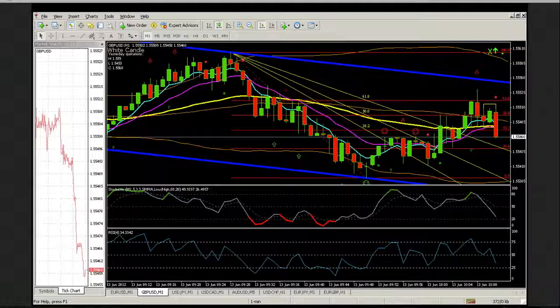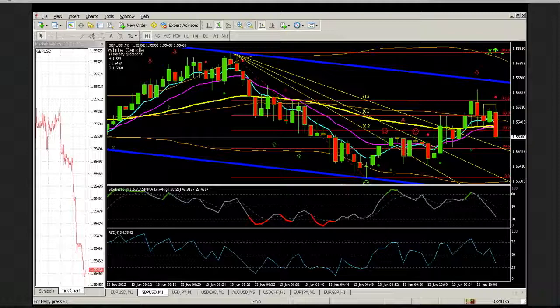So here's the MetaTrader chart. MetaTrader chart. Try saying that 10 times. Real tongue twister. Anyway, this is the GBP-USD 1 minute chart, and as you can see over here, I'm still using the tick chart that's available in MetaTrader.